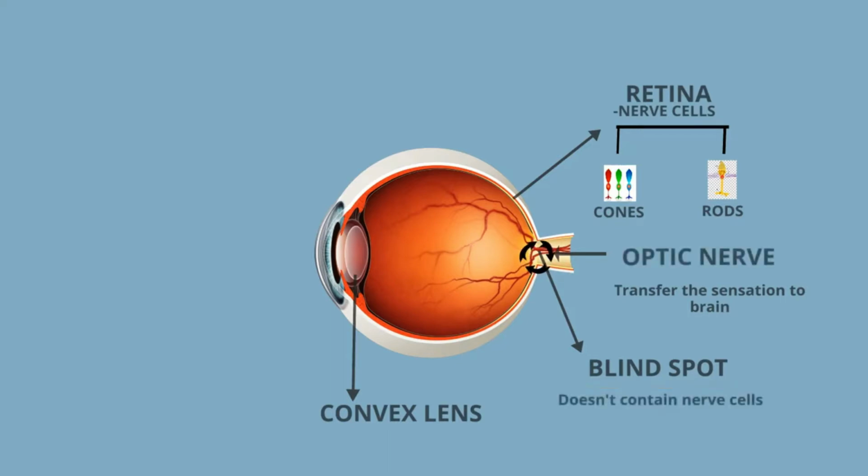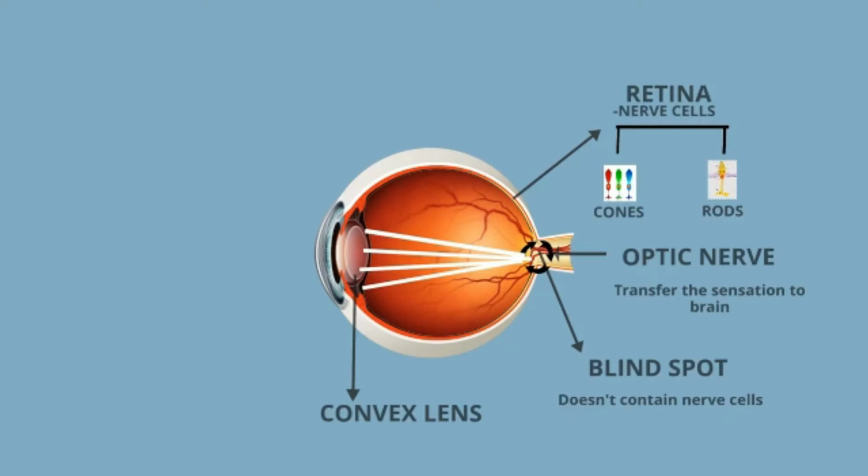The junction of the retina and the optic nerve is called the blind spot. Unlike the rest of the retina, this region does not contain nerve cells, and hence no signal is transferred to the brain. And that's why they say that every person is partially blind. It's because every eye has this blind spot.